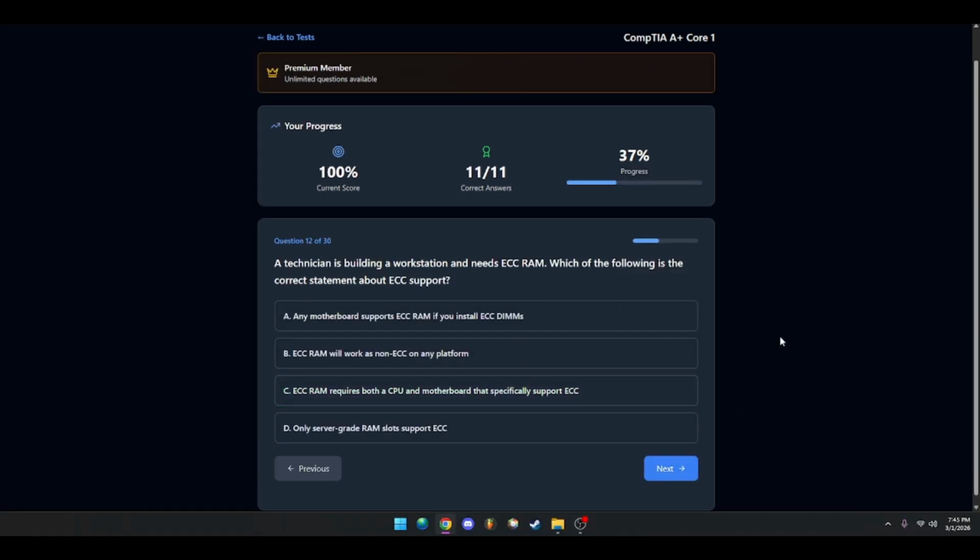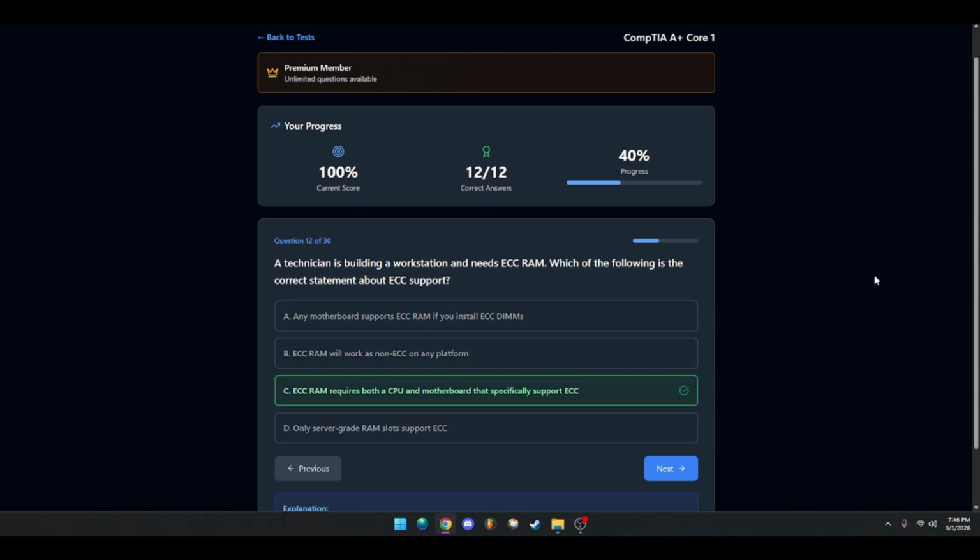A technician is building a workstation and needs ECC RAM. Which of the following is the correct statement about ECC support? Once again, a little bit more nuanced. I'll give you guys a second to think. Okay, and the answer would be C.